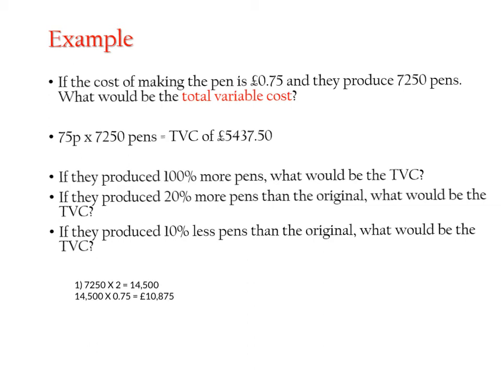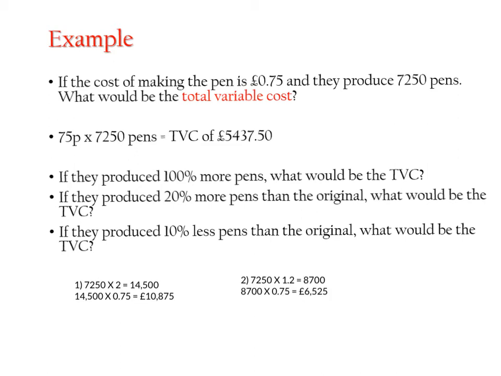So the first question, how you do that is, because they're selling 100% more pens, then you double the amount that they were previously selling. So you do 7,250 times by 2, which would give you 14,500. So that at the moment is the amount of units, the amount of pens that they are producing. Remember, it costs 75p to produce, so you times it by your 0.75, and you'd get a total variable cost of £10,875.